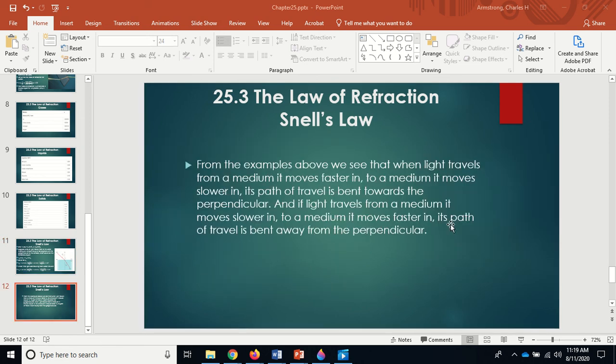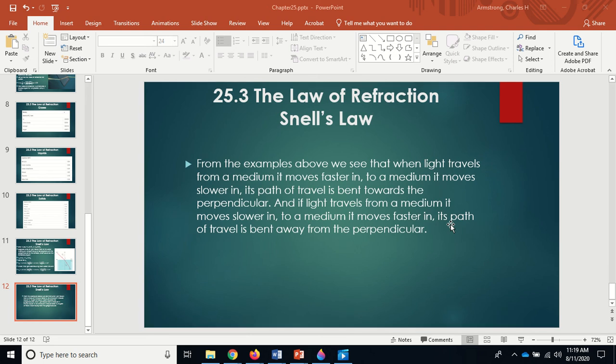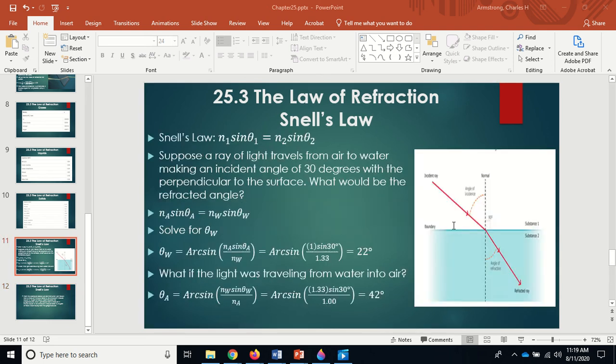Okay, from the examples above, we see that when light travels from a medium it moves faster in to a medium it moves slower in, its path of travel is bent towards the perpendicular, okay? So from air to water, it's going to be bent towards the perpendicular. From air to glass, it's going to be bent towards the perpendicular. And if light travels from a medium that it moves slower in, such as water into air or glass into air, to a medium it moves faster in, its path of travel is bent away from the perpendicular.